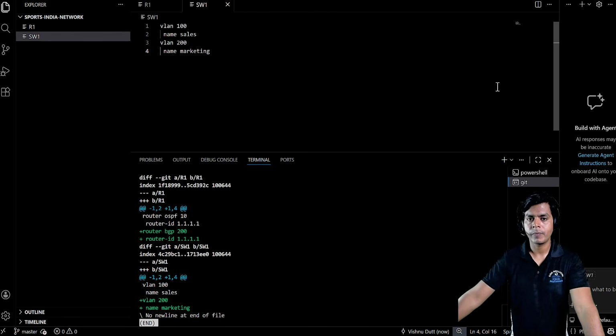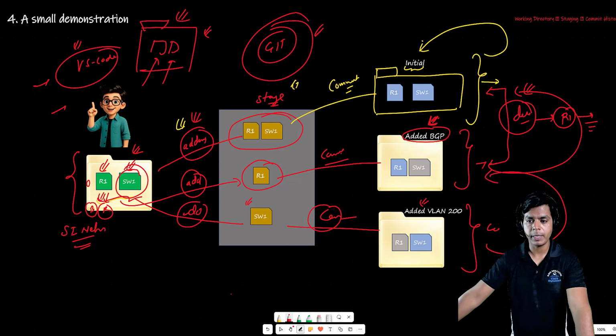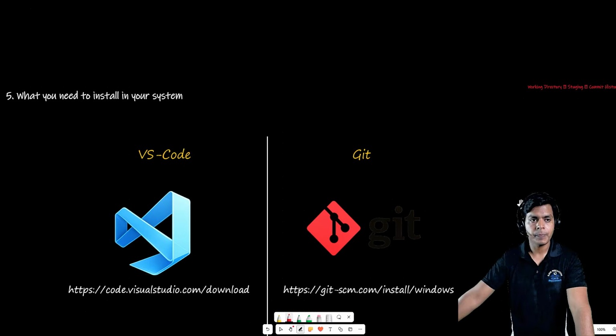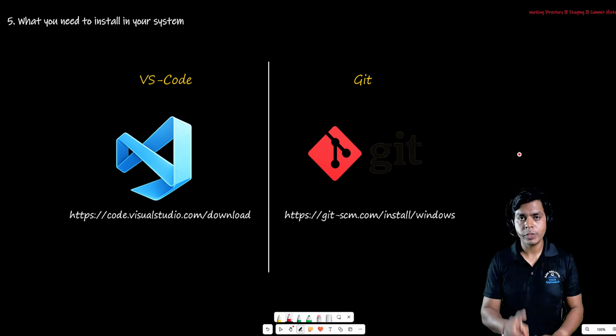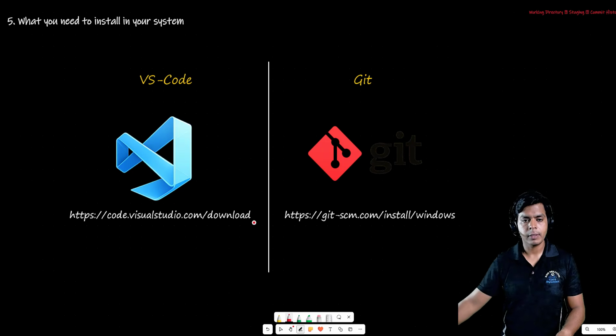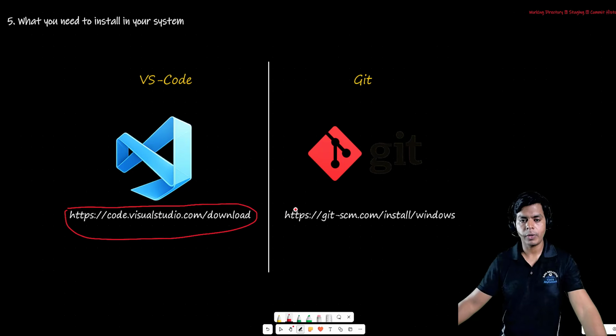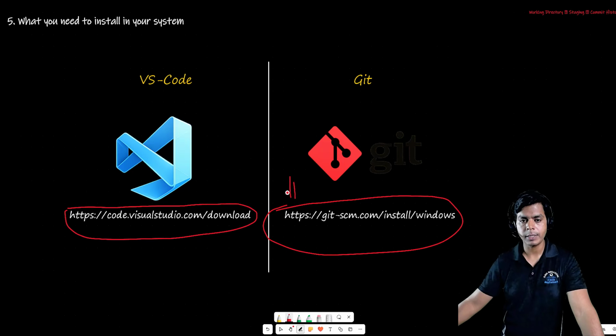Now, this was the little demonstration which I wanted to give. Very simple demonstration. But if you want to repeat the same exercise, you have to install two things on your laptop or personal computer. You need to have VS Code. You need to have Git. The websites are available. For VS Code, visualstudio.com, and for Git, git-scm.com. Just choose your operating system version.